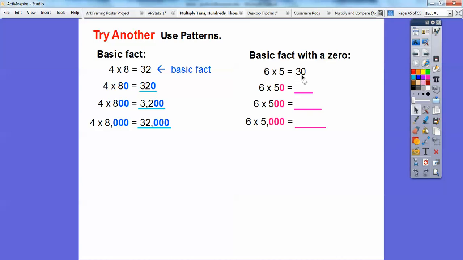Okay, let's try it with some zeros. 6 times 5 equals 30, so I already have a zero in there, so when I multiply 6 times 50, it's going to be 30 with a zero next to it, so that's going to get me 300 right there. See how this zero matches up with this zero? So 6 times 500 is going to be 30 with two more zeros, and this is going to be 30 with three more zeros, okay? And just put the commas in the appropriate spot. So that one's 3,000 and that one's 30,000, okay?